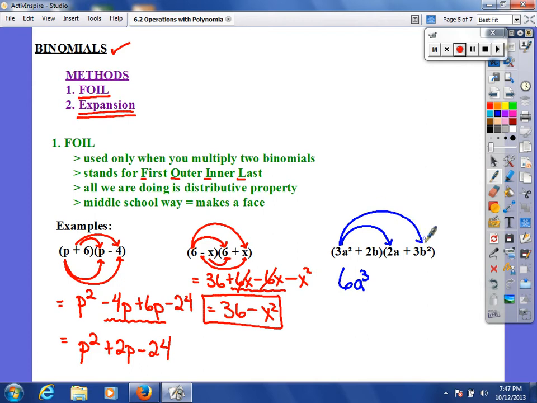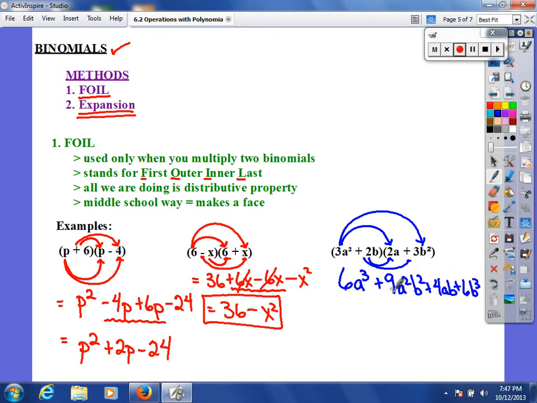Outer, 3 times 3 is a positive 9. A squared, b squared. Can't do much there. Inner, we got a positive 4ab. And then last, what we have is a positive 6b cubed, b times b squared, multiplying powers, you add exponents.